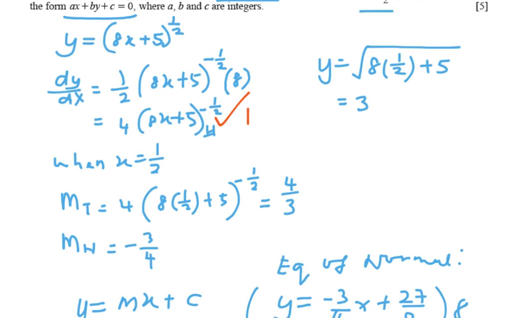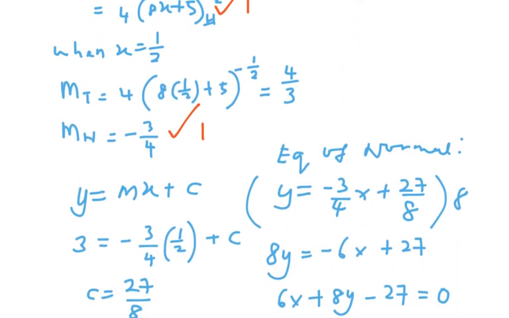The marks allocation will be: when you are able to differentiate the equation to get it in this form, you will get 1 mark. Getting the gradient of the normal, 1 mark. Getting the y coordinate, 1 mark. Your attempt to find the equation of the normal, 1 mark, and then lastly writing the equation of normal in this form, 1 mark. Total 5 marks for this question.